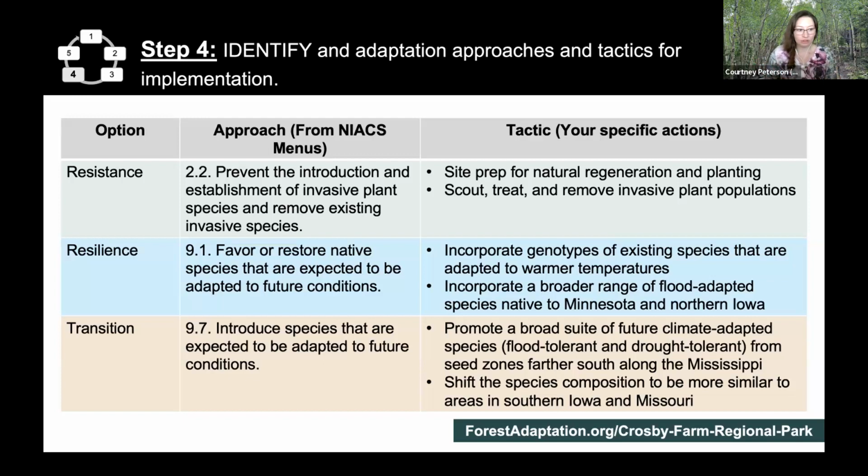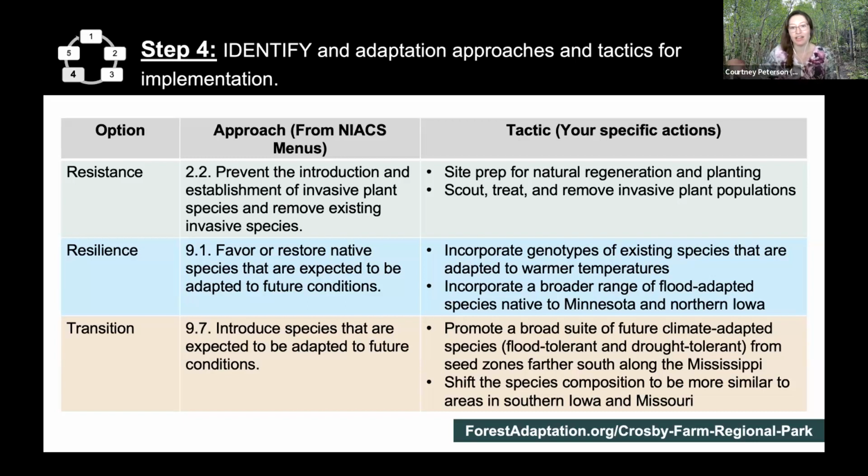And then finally, with transition, we're introducing species that are expected to be adapted to future conditions. So we have both native and some assisted migration for our transition treatment, where we're really thinking about how we have these population expansions and promote a broad suite of future adapted species from both flood tolerant and drought tolerant seed zones farther along the Mississippi. So we're starting to think, how can we shift the species composition to something that's more along the lines of southern Iowa and Missouri?